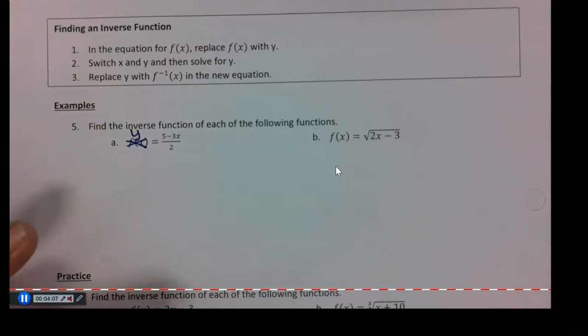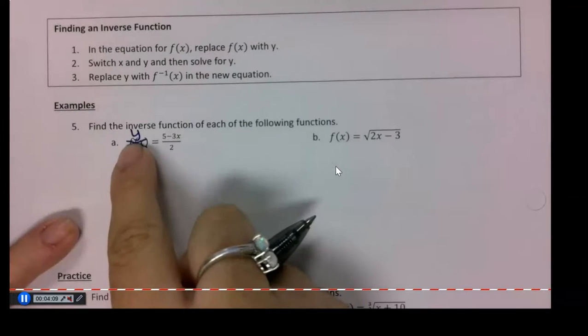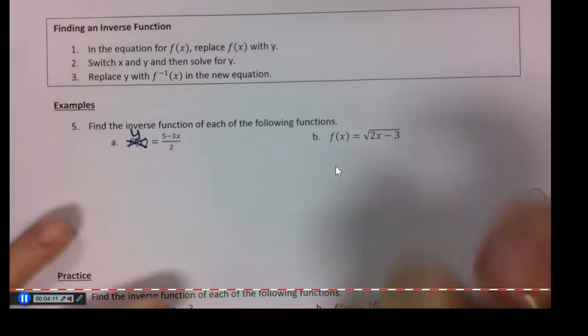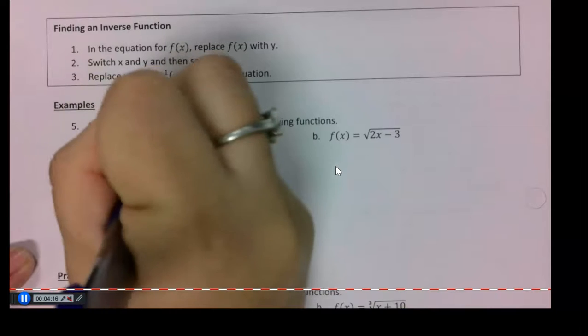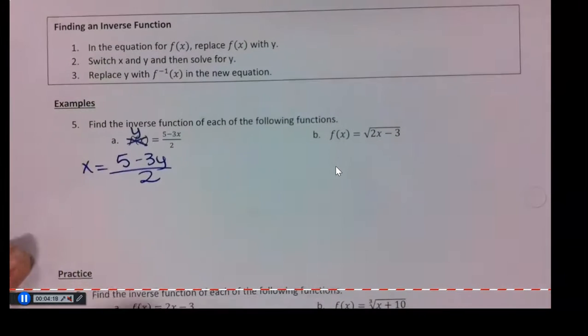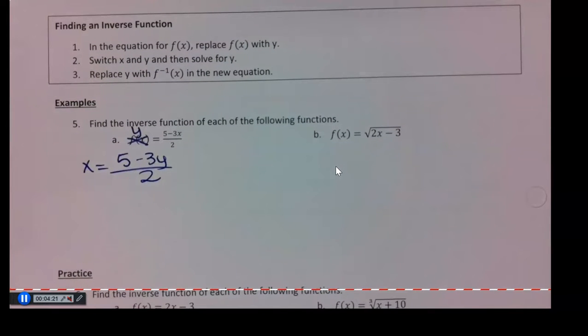Okay, so now that I've replaced f of x with y, I want to switch the x and y values. So then it's going to become x equals 5 minus 3y divided by 2. Okay, and I want to solve for y. So what's my first step to getting y alone here? Oh yeah, multiply by 2. I thought you said divide.